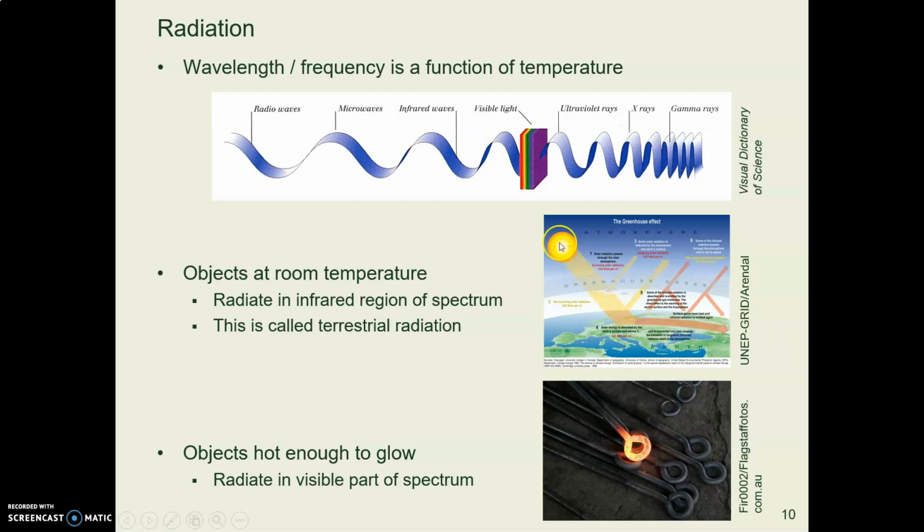So solar radiation comes from the sun, hits the surface of the earth, and some of it bounces back. The greenhouse effect happens when some of these gases in the air block the infrared wavelength and bounce it back to the surface of the Earth.